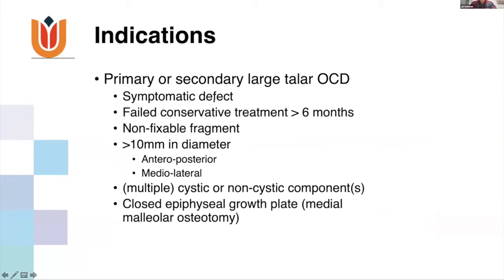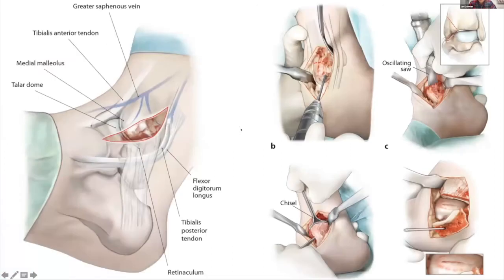So we just talked about this a little bit in our algorithm. What is the specific indication? We have a primary or secondary large osteochondral lesion. It needs to be symptomatic, failed conservative treatment for the patient, non-fixable, cystic or non-cystic, doesn't really matter. And the patient needs to have a closed epiphyseal growth plate because we're using an osteotomy.